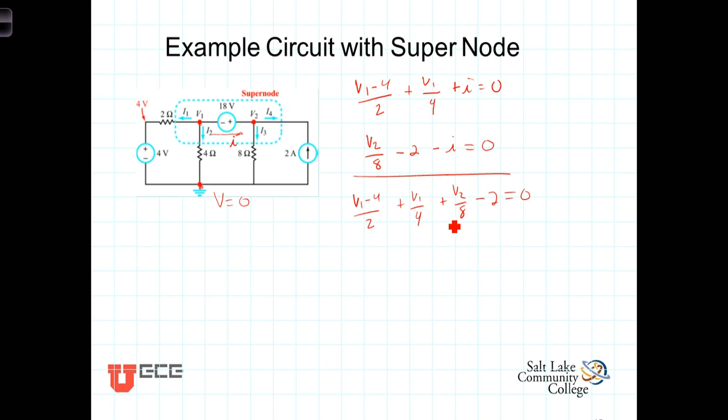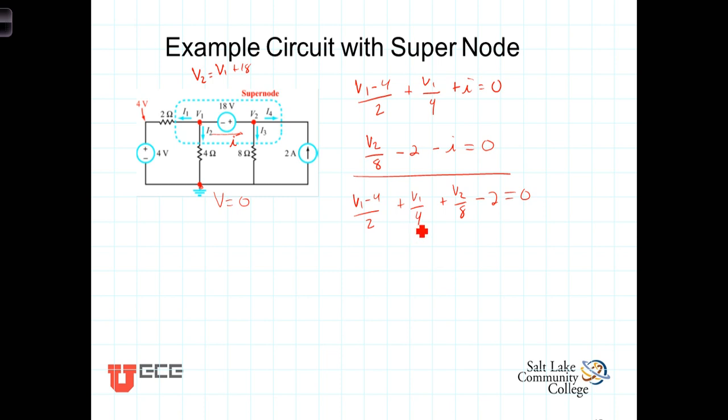We get the second equation by realizing that because there's this ideal source between V1 and V2, V1 and V2 are not independent of each other. In fact, we can say that V2 is equal to the voltage at V1 going up 18 volts, or that V2 is equal to V1 plus 18 volts. That then, we're going to refer to as the supernode equation. That becomes our second equation in terms of V1 and V2 that will allow us to solve this circuit.